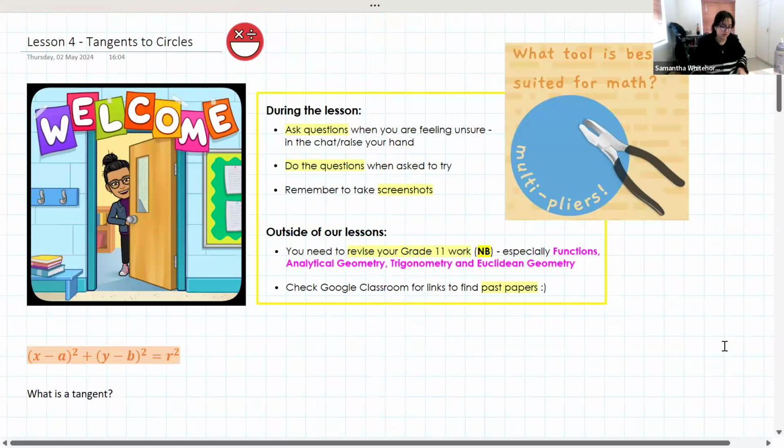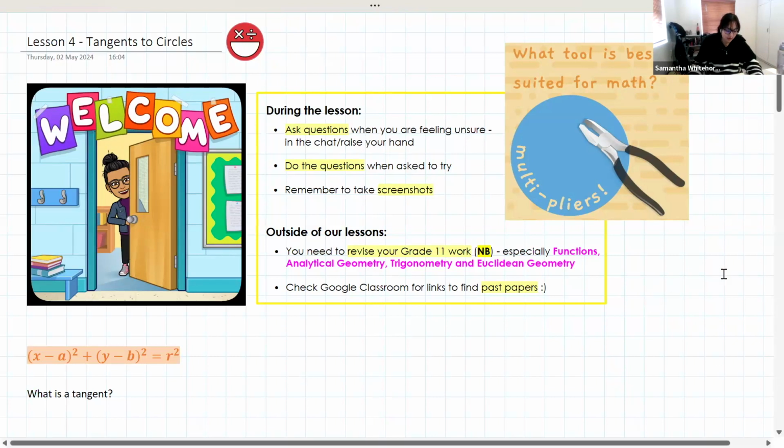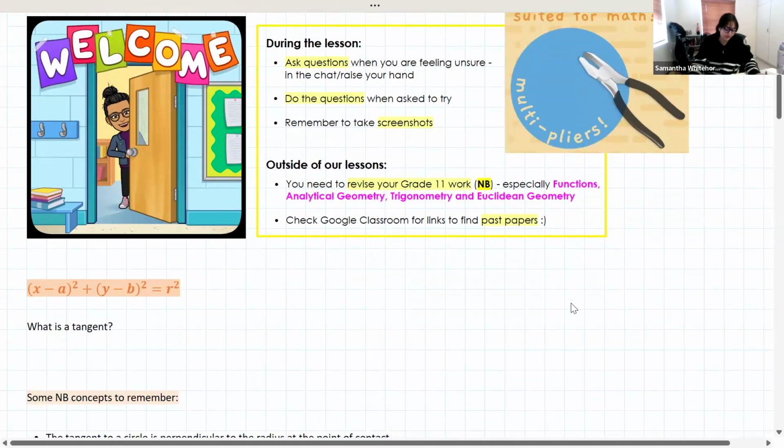Just write in the chat. You're also welcome to unmute yourself. What is a tangent? You can relate it back to your Euclidean geometry if you want.